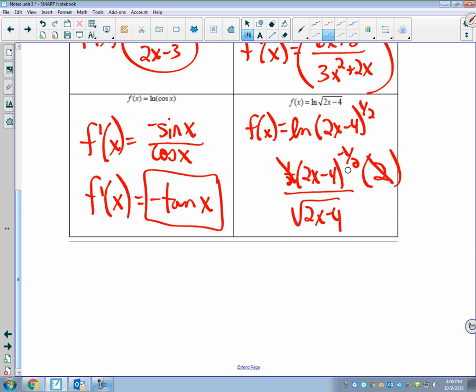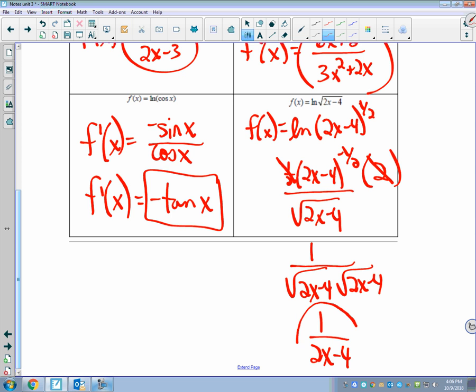This is a negative exponent, so we can go on the bottom. So I think there's nothing left on the top. And on the bottom, I have 2x minus 4 square root twice, right? And the square root of 2x minus 4, and bring this one down, the square root of 2x minus 4 is just 1 over 2x minus 4, which just turns out really nice, in my opinion.